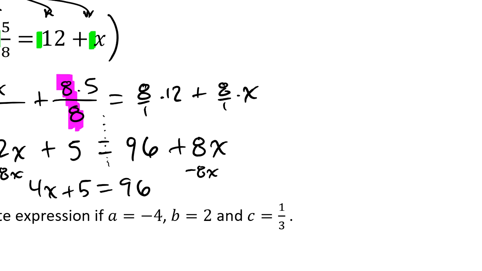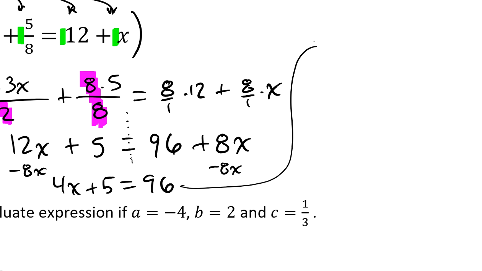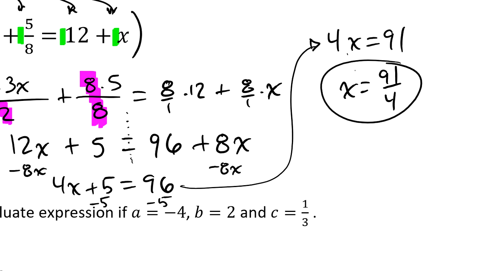And now I'm going to go ahead and subtract 5 from each side. Let me come up here. If I take away a 5 from each side, minus 5 on this side, and subtract 5 on this side, I end up with 4x equals 91. And then finally, if I divide both sides by 4, I get x is equal to 91 over 4. So there's my solution. X is 91 over 4.